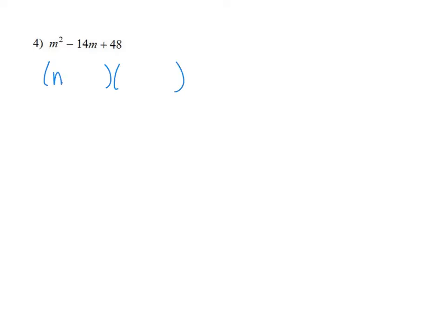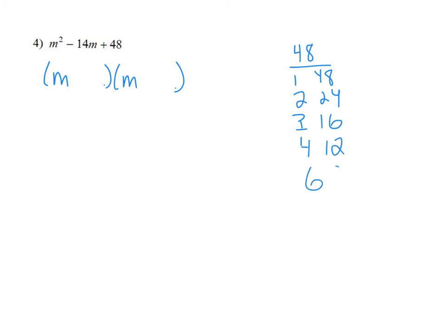The first term is going to be m, and then our last terms are going to multiply to get 48. So let's think about factors of 48. We have 1 and 48, 2 and 24, 3 and 16, 4 and 12, and 6 and 8. So do any of these factors of 48 add or subtract to get 14? Yeah, 6 and 8. So we know it's going to be 6 and 8.